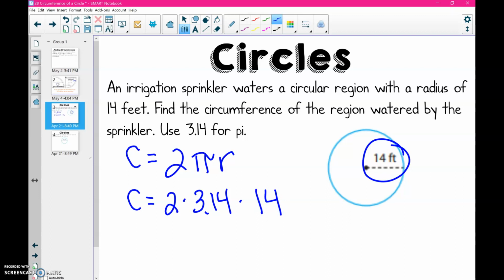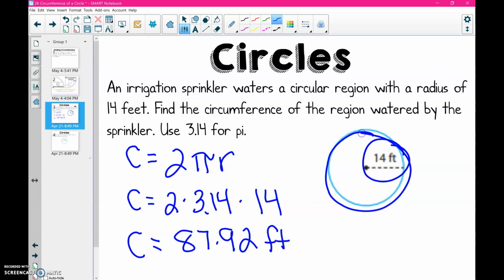And so now just take a moment in your calculator, if you happen to have one, or use your phone or whatever you have handy, and multiply those three together. If you need to pause because you want to try it on your own first, that's fine. But you should end up with 87.92. Okay, and because this is just the perimeter, aka circumference, we're just going to say feet. There's no need for feet squared or anything like that. It's just measuring around the circle.